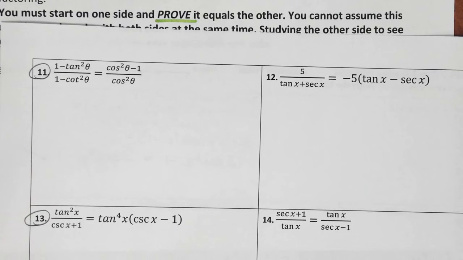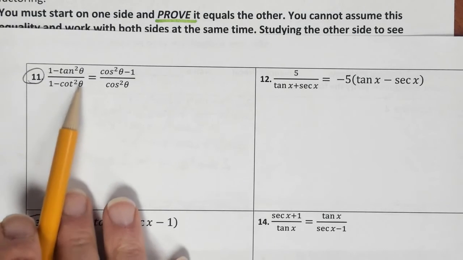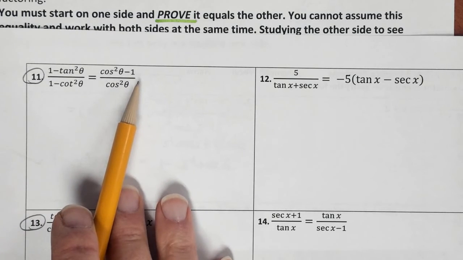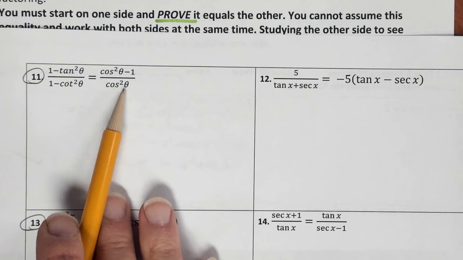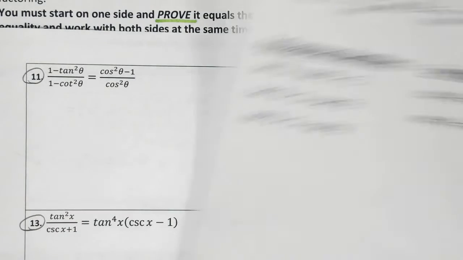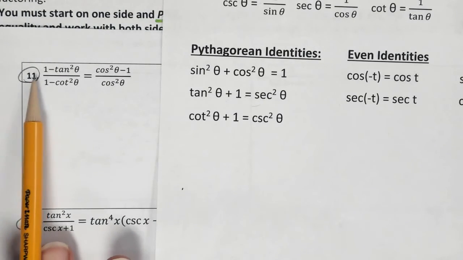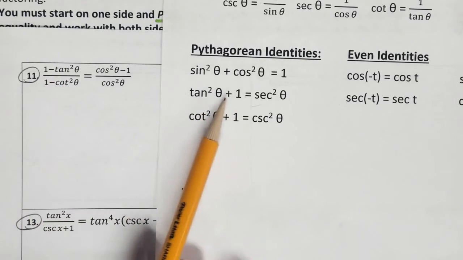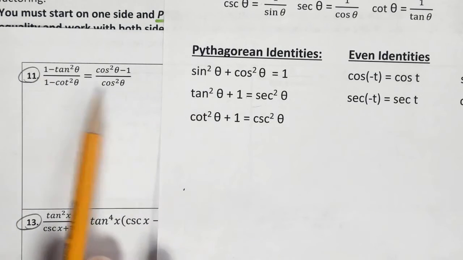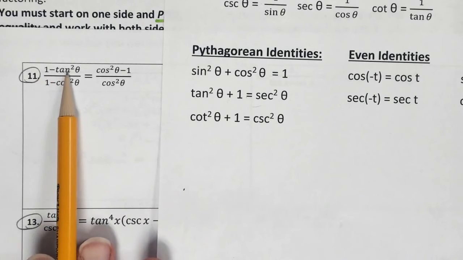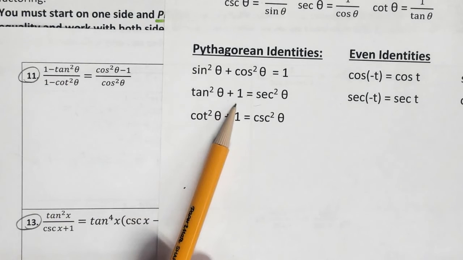Number 11 says 1 minus tangent squared over 1 minus cotangent squared equals cosine squared minus 1 over cosine squared. So, as you can tell, this side's got tangents and cotangents, and this side is all back to cosine. So, we've got some options here. Also, when you look at your Pythagorean identities, this is 1 minus tangent squared. That's not what you have here. You've got a sum for the Pythagorean identity and for the cotangent squared. So even though that's 1 minus tangent squared, you're not able to use this. Okay? So that's unfortunate, right?